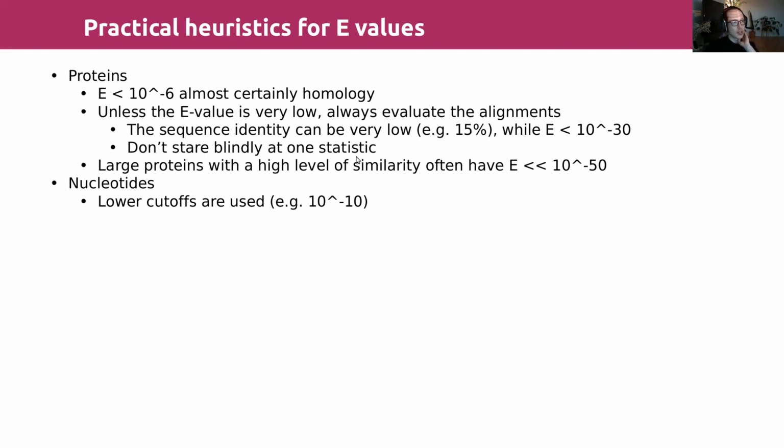So don't stare blindly at one statistic. Try to look at everything. Large proteins with a high level of similarity often have insane e-values like 10 to the minus 50, extremely low. Nucleotides, so fewer bases, right? Just GATC. These tend to have worse e-values, and you use lower cutoffs, for example 10 to the minus 10.